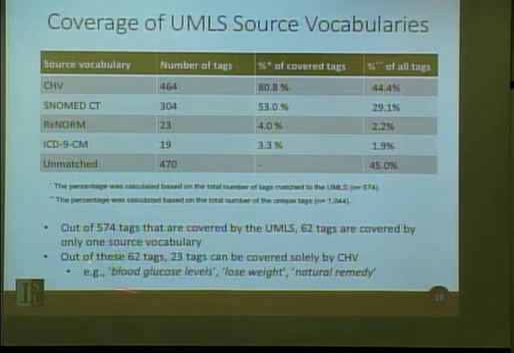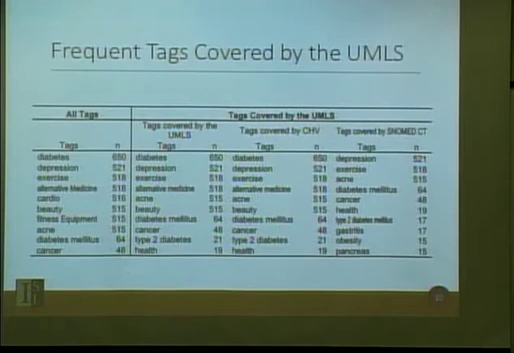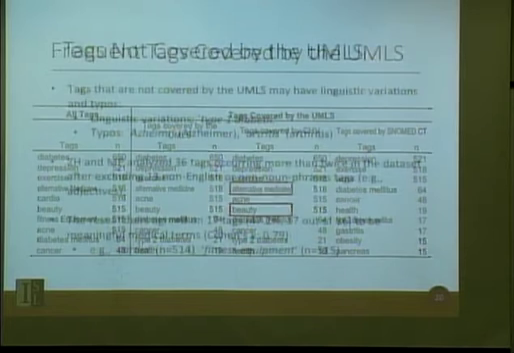so it's very likely that some tags are covered by this one or that one. So concepts like glucose level, blood glucose level, lose weight, and natural remedy are covered by only consumer health vocabulary. And these are the frequent tags that we found covered by the UMLS. This is a breakdown by covered by UMLS, covered by CHV, covered by SNOMED CT. Normal terms like diabetes are the most frequently occurring, followed by other terms like depression and exercise, and some terms like alternative medicine and beauty are only covered by consumer health vocabulary, which is pretty understandable.